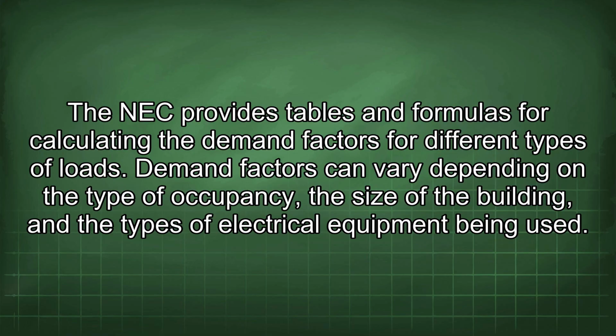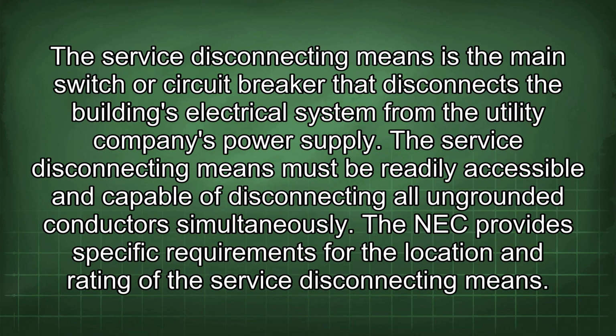The service disconnecting means is the main switch or circuit breaker that disconnects the building's electrical system from the utility company's power supply. The service disconnecting means must be readily accessible and capable of disconnecting all ungrounded conductors simultaneously. The NEC provides specific requirements for the location and rating of the service disconnecting means.